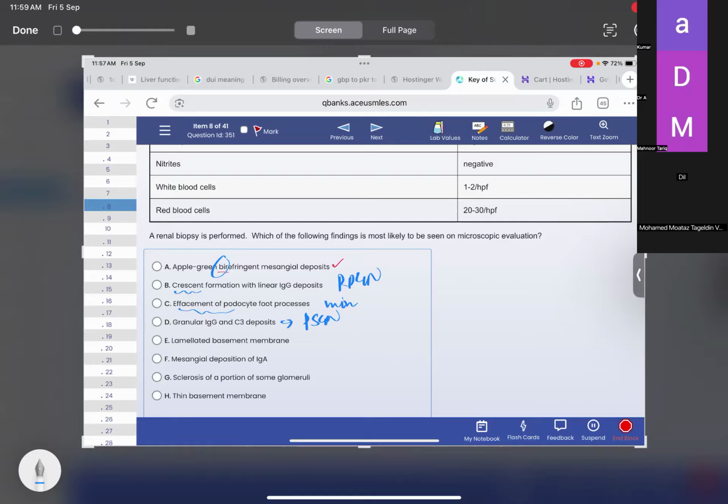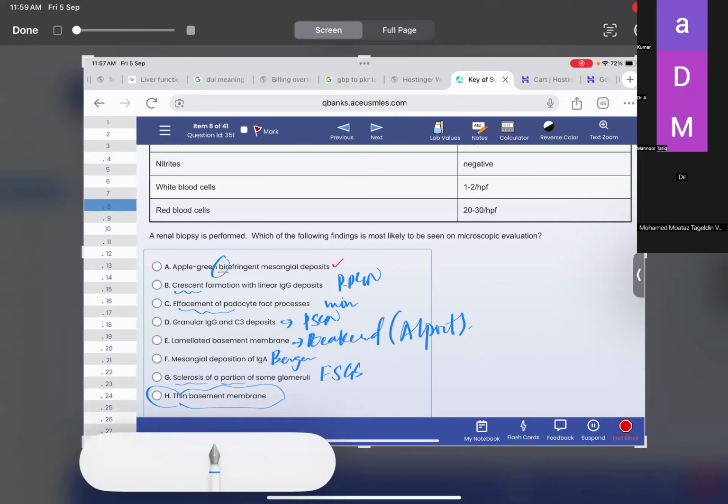What does lamellated mean? We have discussed the basket weave in Alport syndrome. When they want to say basket weave, they will say lamellated. Sclerosis of the portion: the portion is segmental, focal segmental glomerulosclerosis. And this is not of that much importance, it's a distraction, forget about it.